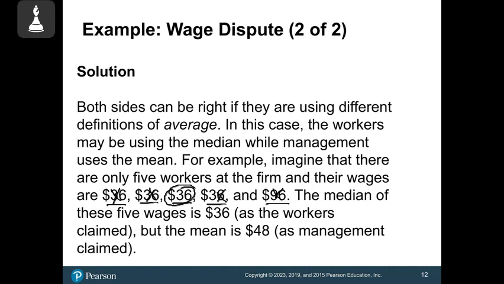However, if we calculate the mean and add all 5 of these values together, divided by 5, we get 48 as the average, but based on the mean. So depending on which average you are using, you can argue more than one thing. So it's very important that you make sure you state which value you're actually working with.